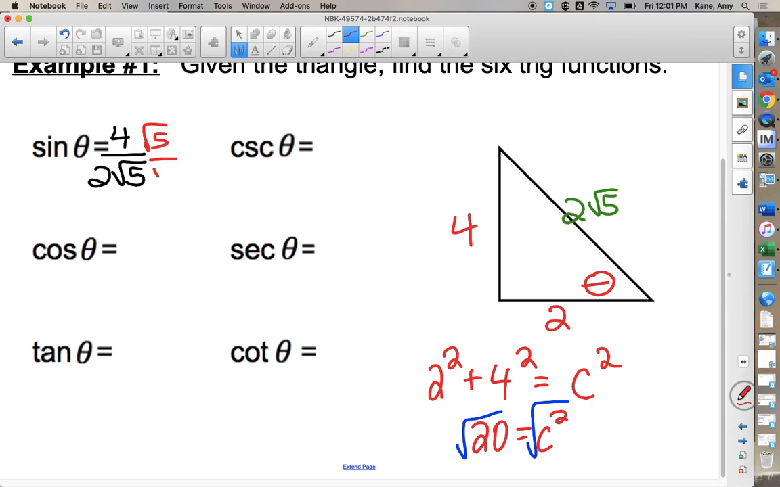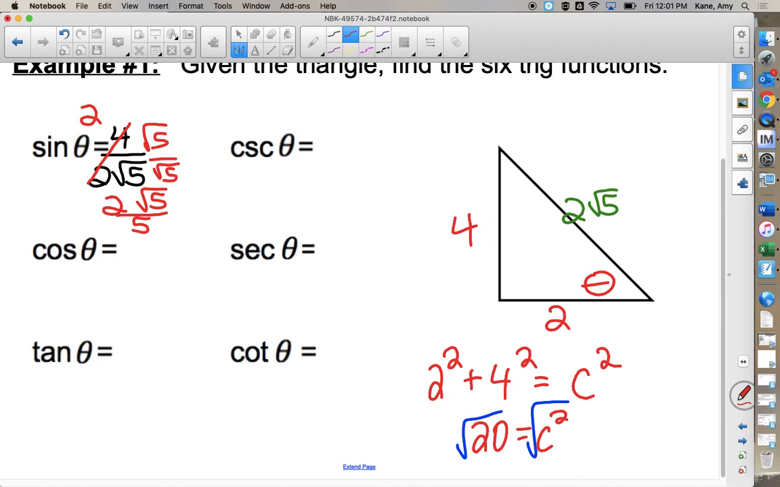Multiply by the square root of 5, and then what else could we do, Ashley, besides multiplying the square root of 5 with the 4 and the 2? Simplify those. Right. So 4 divided by 2 is going to become 2. So I would have 2 square root of 5 over 5. So that would be simplified. This is not on the unit circle because we're just dealing with a right triangle.